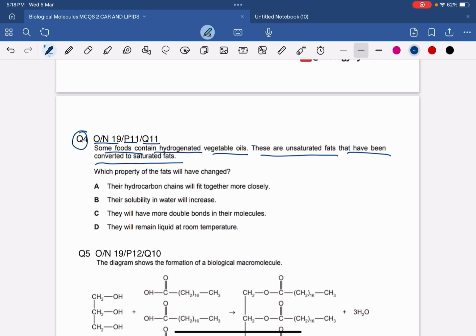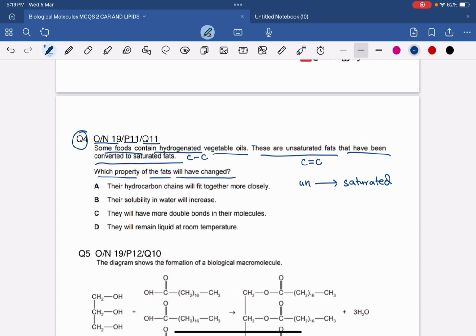Now basically what are unsaturated fats? Unsaturated fats are those fats which contain the carbon-carbon double bond, and the saturated fats have only the carbon-carbon single bond. They do not have carbon-carbon double bonds, right? So they are asking which property of the fats will have changed, as the unsaturated fats have been converted to saturated fats.